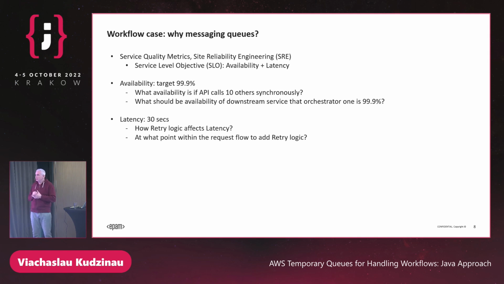So, and now this is the question. What will be the availability of our API if we call 10 other APIs synchronously? It's basically the multiplication of the availability of our calls. And what should be the availability of the downstream service so that we get 3 nines? Okay, so the answer to this question is, in the case of 10 services, you just need to add 1 more 9. Meaning the services you call synchronously should be more reliable than your service is.